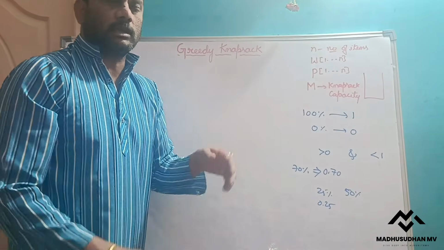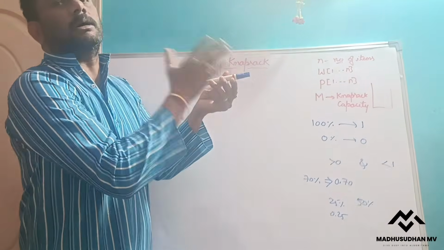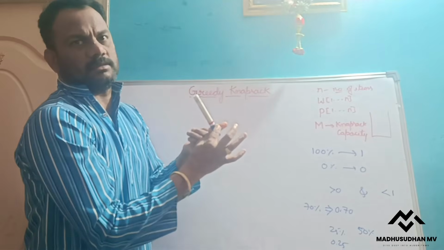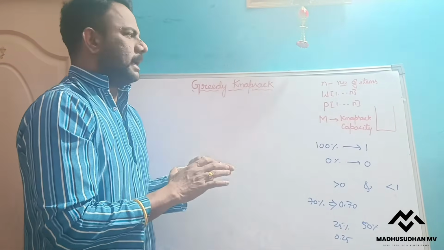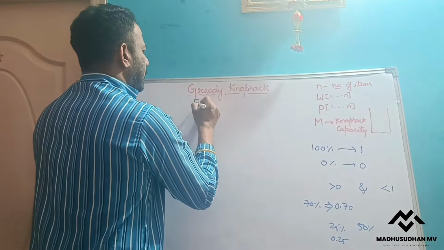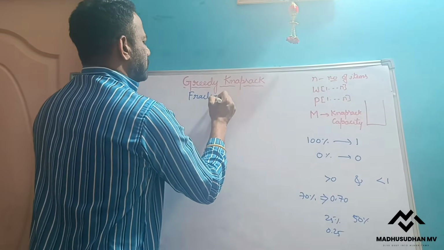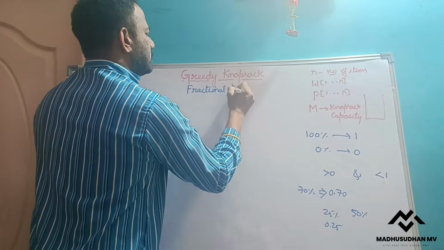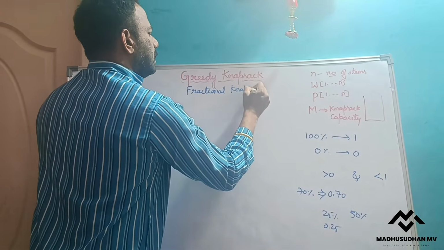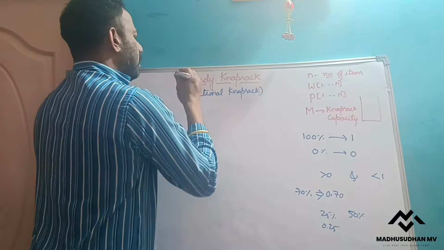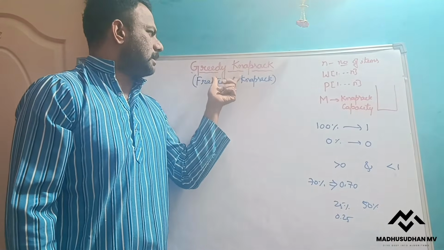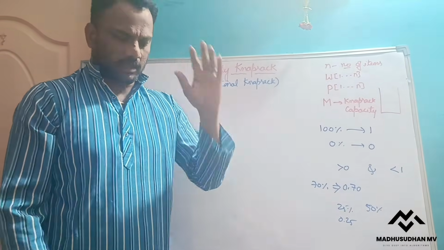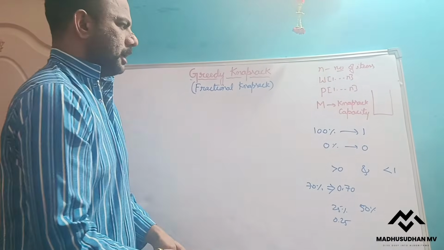That means sometimes when it is not possible to complete an item, I can take part of it, a fraction of the object. Hence this is also called fractional knapsack. Since in this greedy knapsack it is allowed to take some part or fraction of the object, it is also called fractional knapsack. I hope you understood up to here.